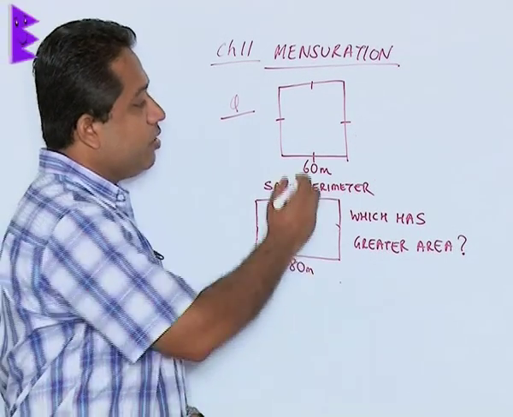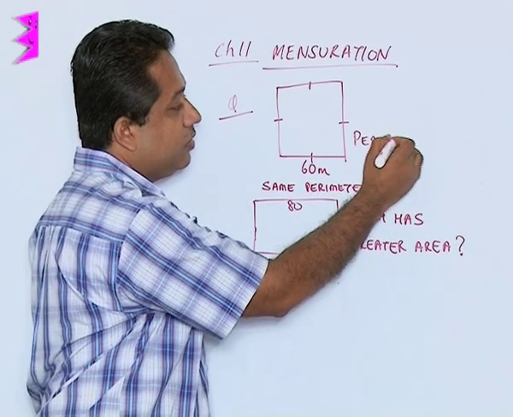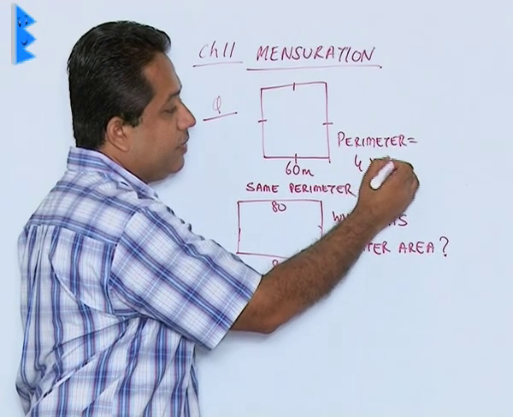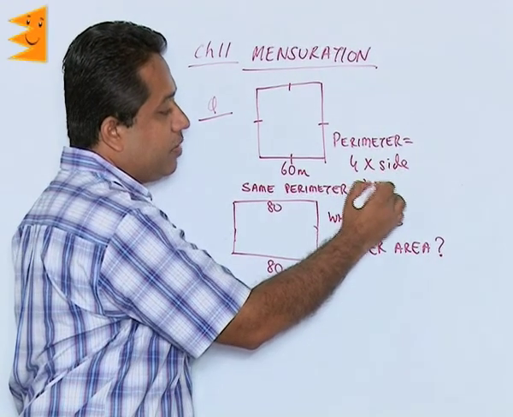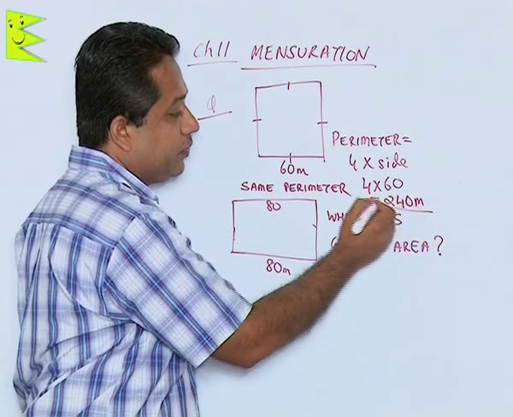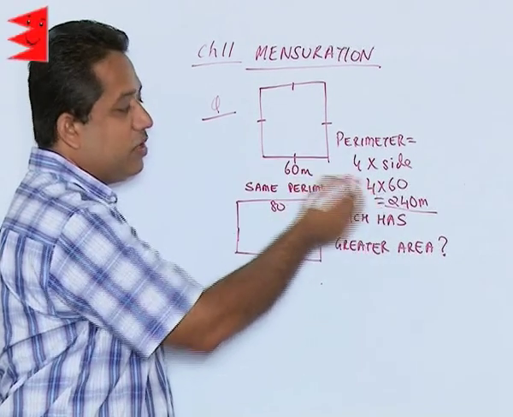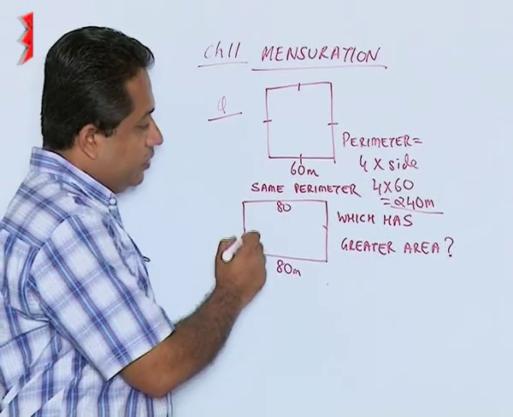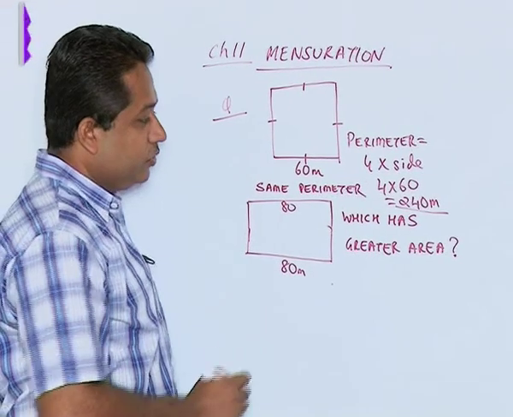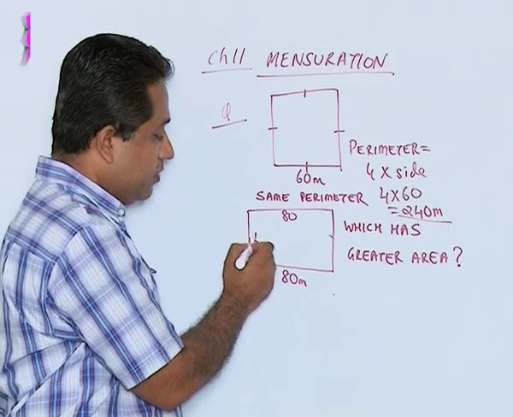Now, the perimeter of a square can be found by using the formula 4 into side. So, 4 multiplied by 60 is going to give us 240 meters. When we add all the sides we get 240 meters, which means that the perimeter of the rectangle will also be 240.